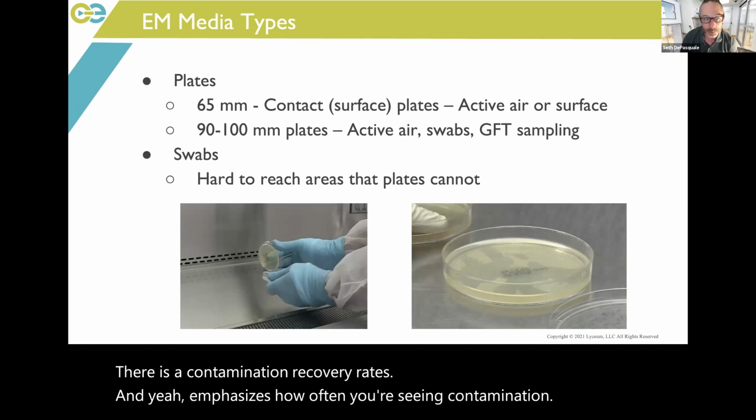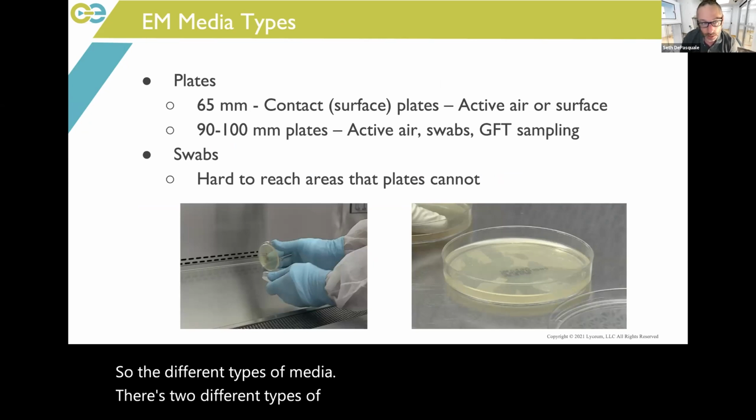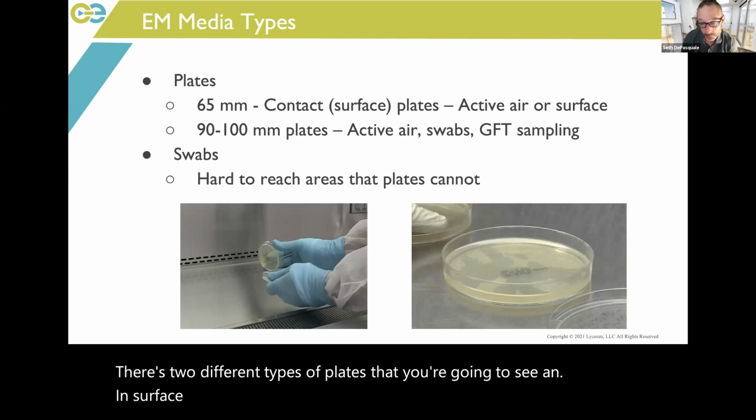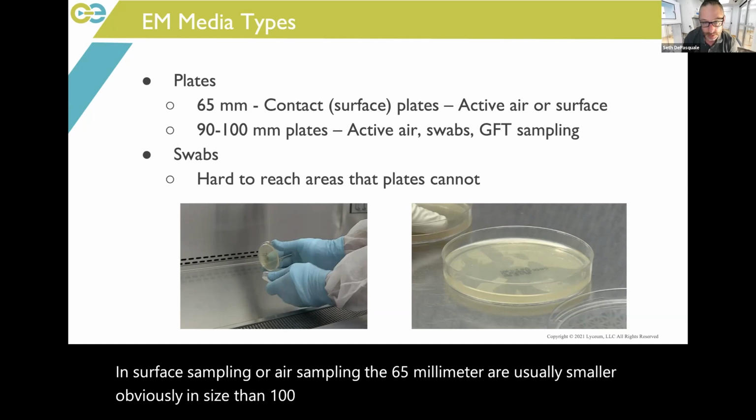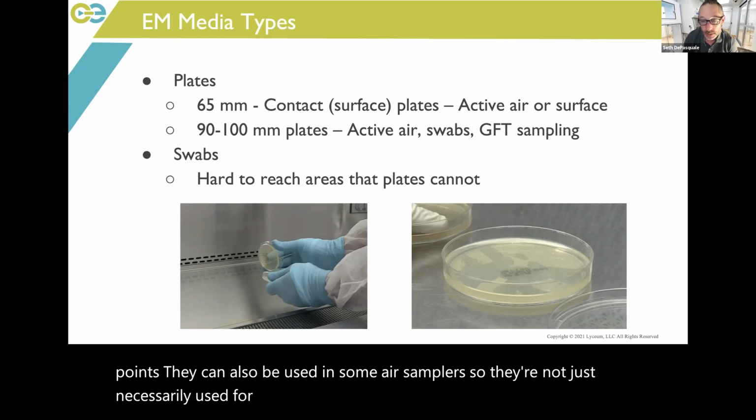So the different types of media. There are 2 different types of plates that you're going to see in surface sampling or in air sampling. The 65 millimeter plates are usually smaller, obviously, than 100 millimeter plates. These are the contact surface plates. They can also be used in some air samplers, so they're not necessarily used just for contact surface. They can also be used in active air samplers.